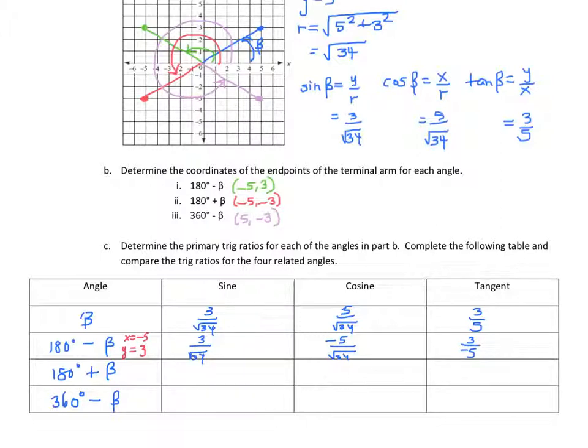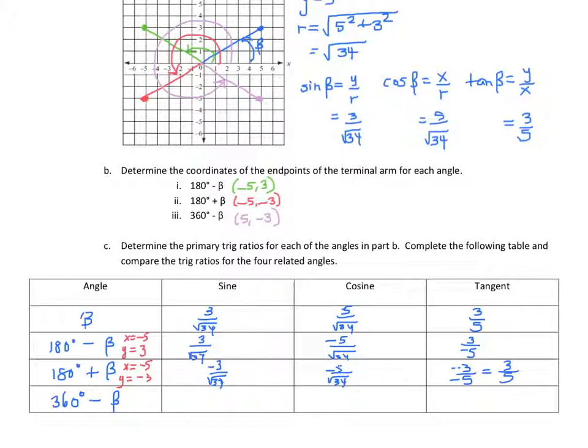Now for the next one, 180 degrees plus beta, the values we'll use for x and y come from the point we developed in part B. So x is negative 5 and y is negative 3. So now if we go through, the sine ratio then would become negative 3 over root 34. The cosine ratio would be negative 5 over root 34. And the tangent ratio would be negative 3 over negative 5. So we can simplify the negatives and leave that one as 3 over 5.